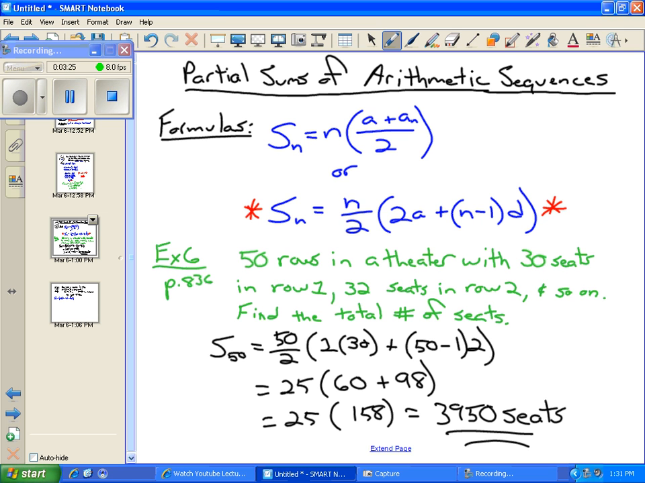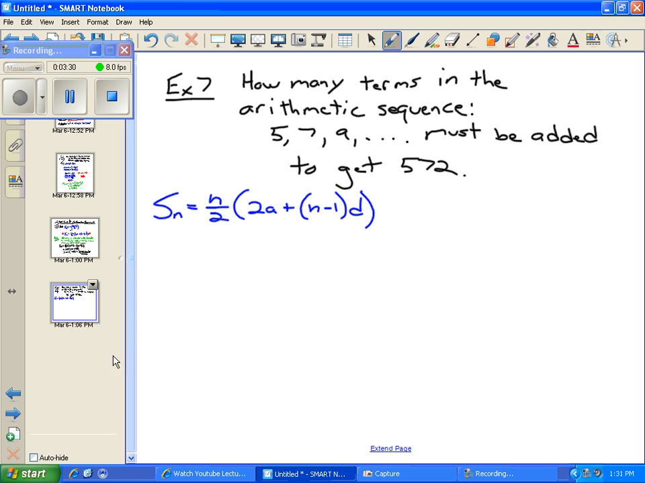I'm going to do one more example here for you. This is another problem similar to what you might see on a test or quiz coming up. This is example number 7. This is also in your book. I believe it's on page 836. It might be 837 though, but somewhere around there. But this question says, how many terms in the arithmetic sequence 5, 7, 9, where the pattern continues, must be added to get 572? Okay, so we're going to add all these numbers up. We've got to figure out how many numbers in this sequence we add up to get 572.